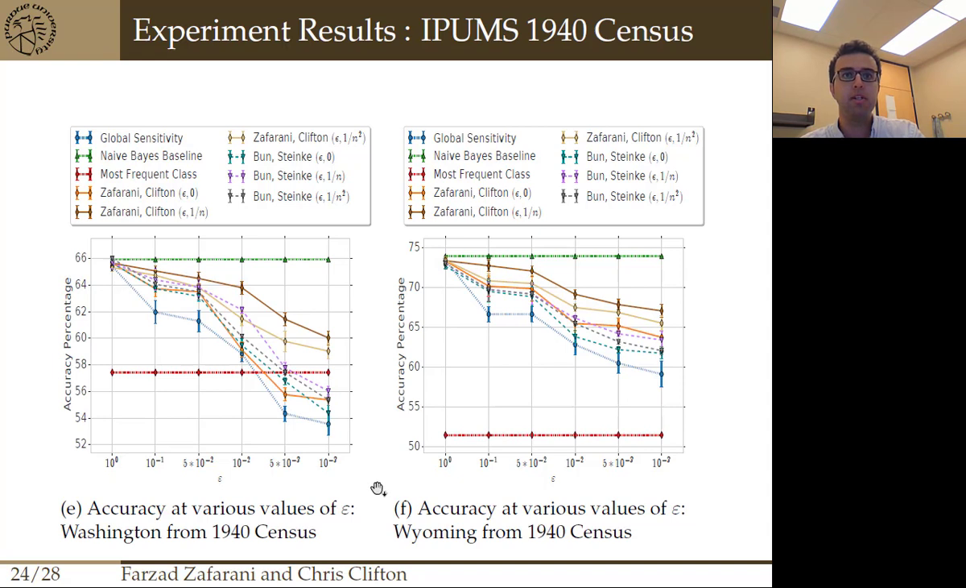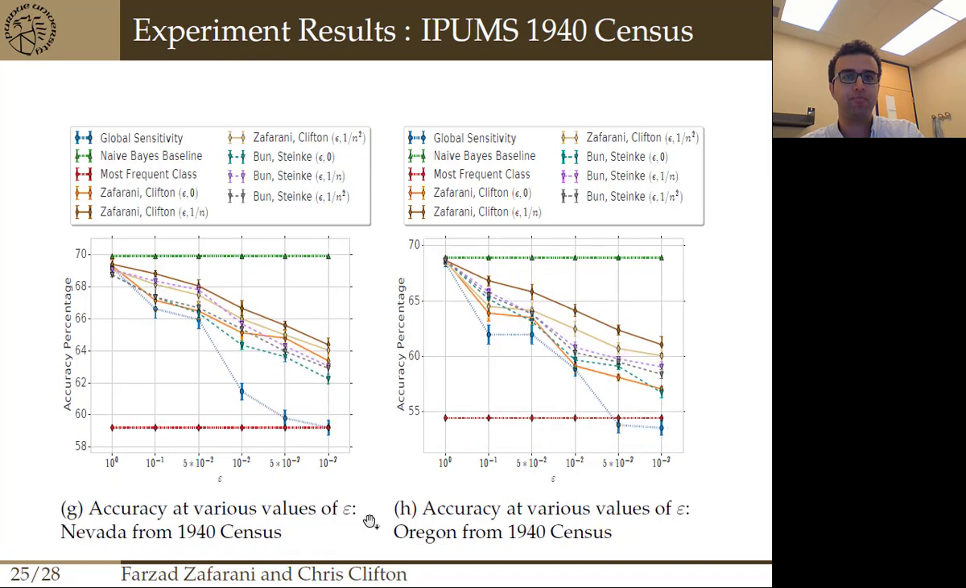So this is the 1940 census, which is a kind of larger dataset. As you can see, our results on most of the datasets follow the same pattern. On the left, we have the result for the state of Washington, and on the right, you see the result for the state of Wyoming. Again, on the left side, we have reported the accuracy percentage for the state of Nevada, and on the right, we have shown our results for the state of Oregon.